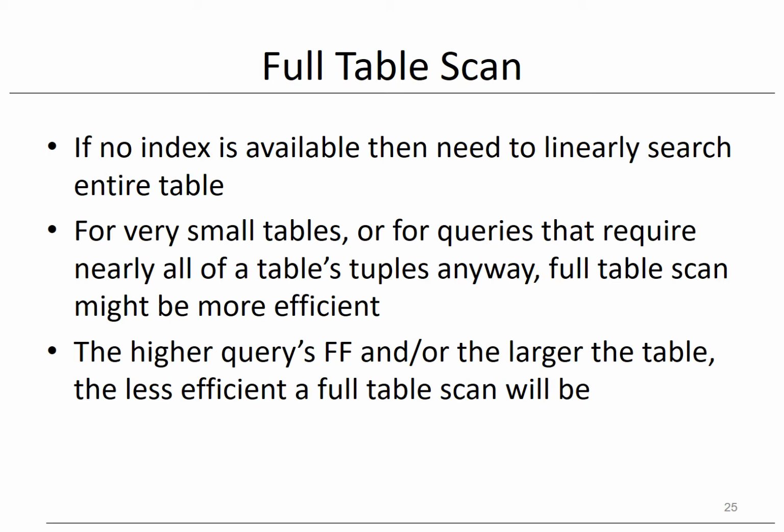If no index is available for the attribute type or attribute types and table or tables involved in the query, there is no other option than to linearly search the entire table for rows that satisfy the query. For very small tables, or for queries that require nearly all of a table's tuples anyway, a full table scan might actually be more efficient than using an index. However, the higher the query's filter factor and/or the larger the table, the less efficient a full table scan will be.